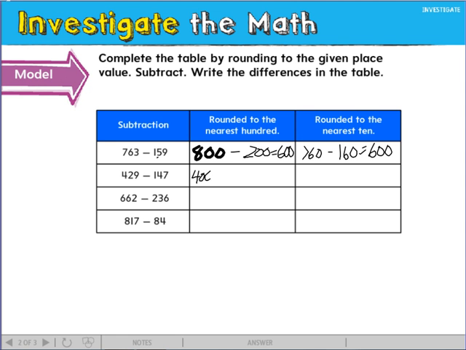429, 400. Subtract 147, 100. Which equals 300. Okay? 429 to the nearest 10 is 430.